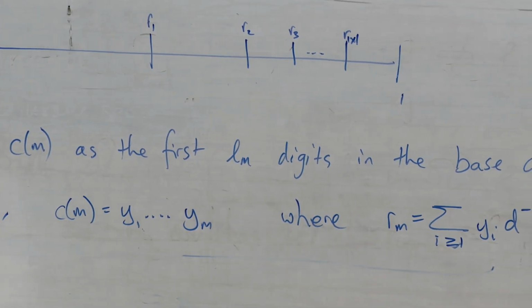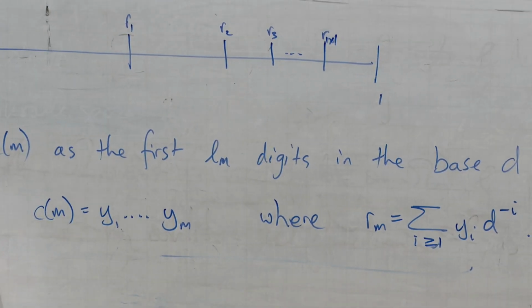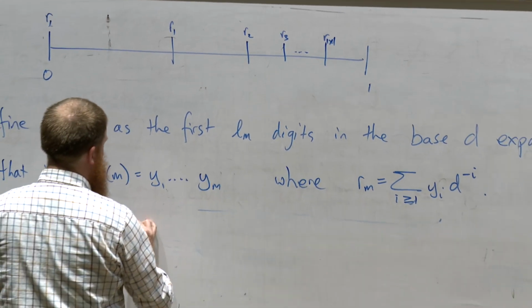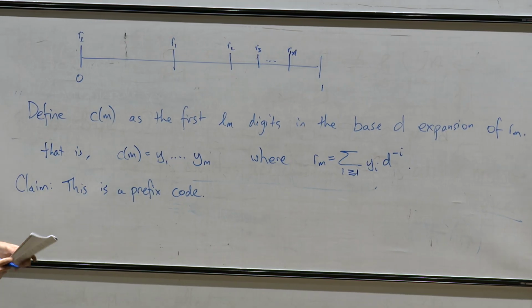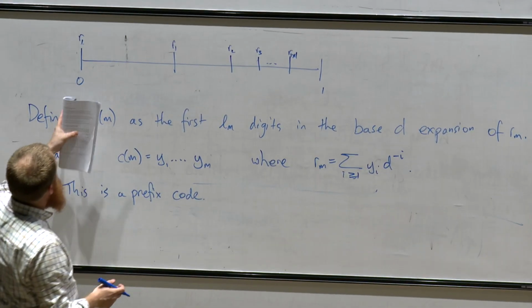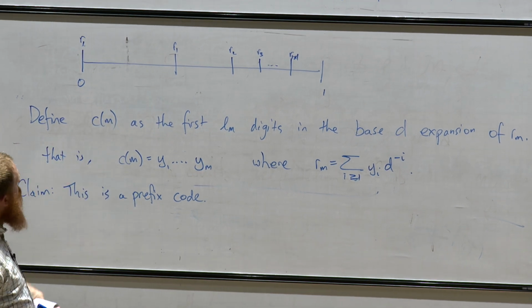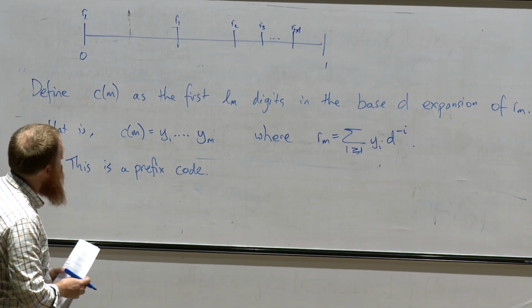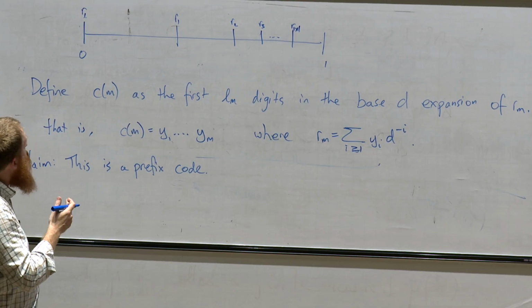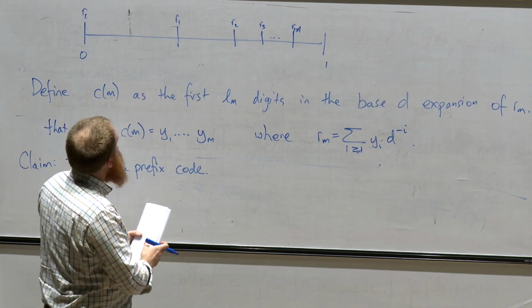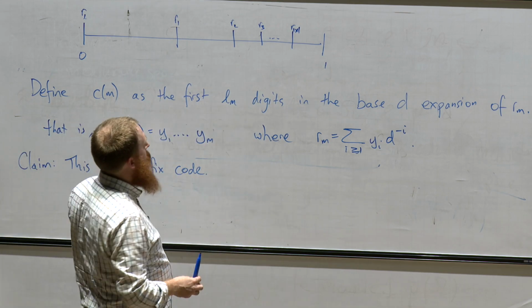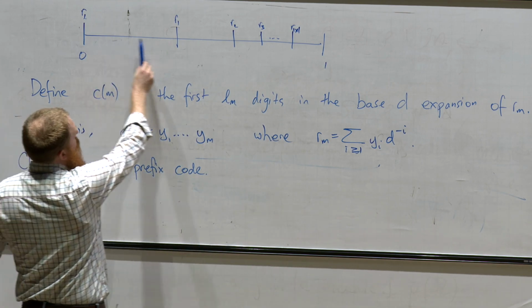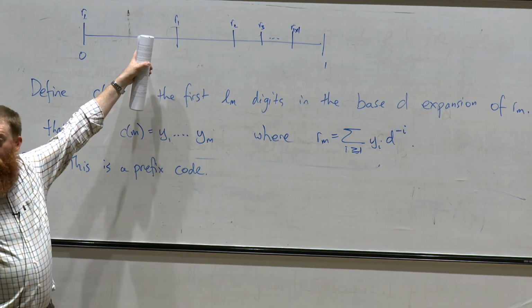So my claim is that this is a prefix code. Why is that? Well, we're going to use the fact that I have identified my points in this way. We'll do this two ways: the way in the notes, and also a more geometric way. If I tell you the first Lm digits of a point, that identifies an interval in this space.